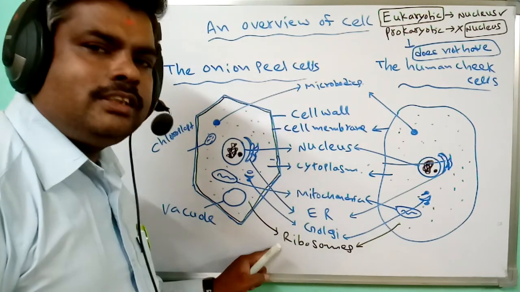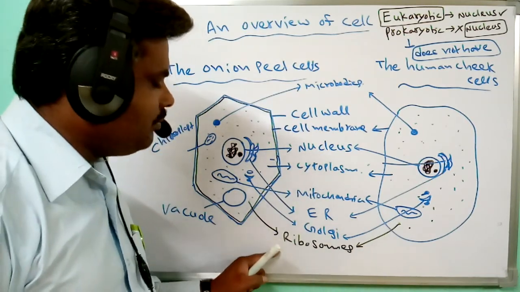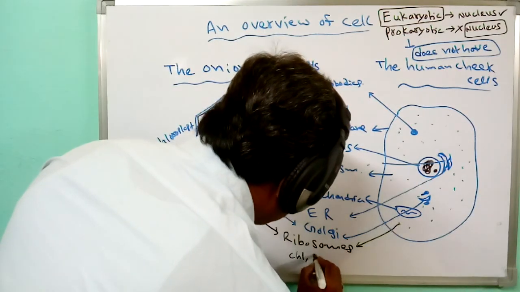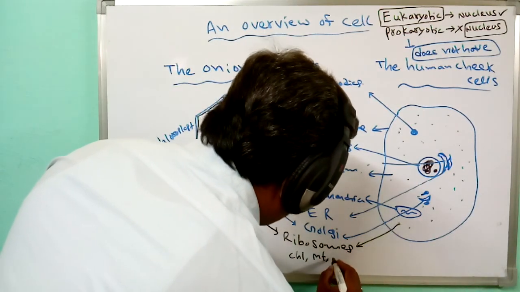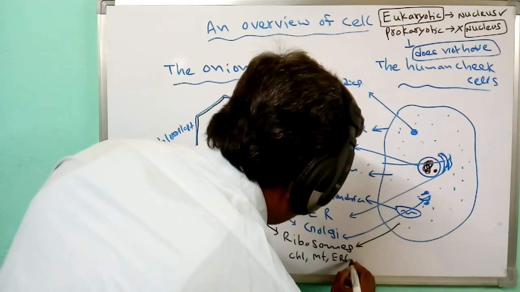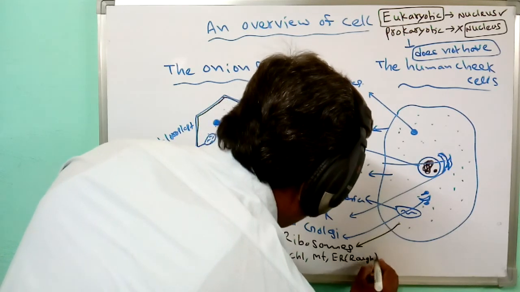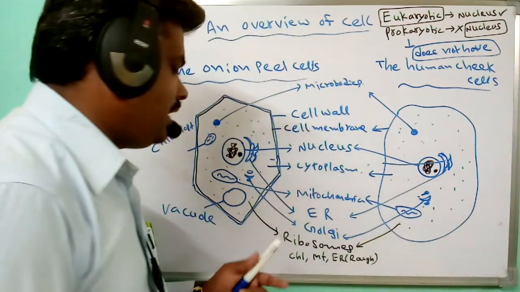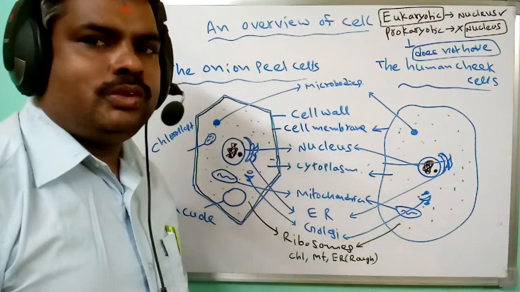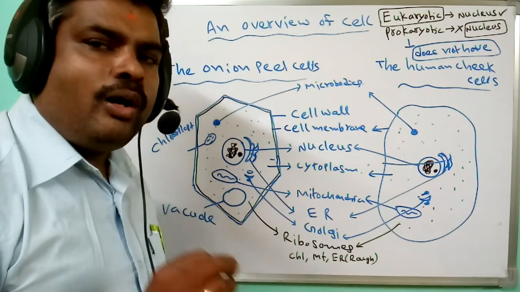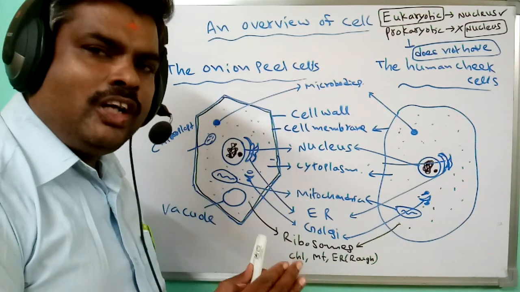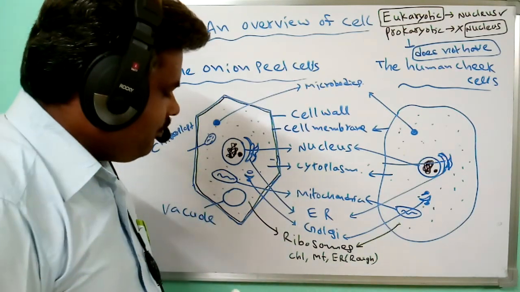In addition to the cytoplasm, the ribosomes are also present in the chloroplast, mitochondria, and the rough endoplasmic reticulum. On the rough endoplasmic reticulum, these ribosomes are also observed. So ribosomes are non-membrane bound structures which are present in both prokaryotes and eukaryotes.